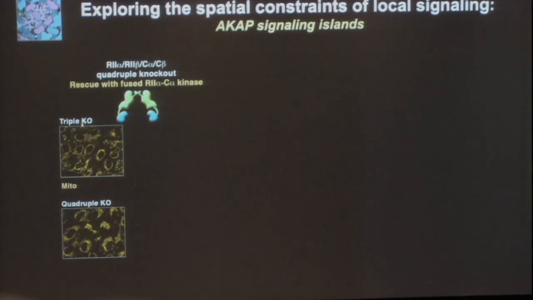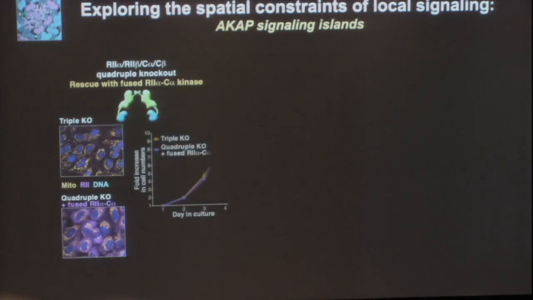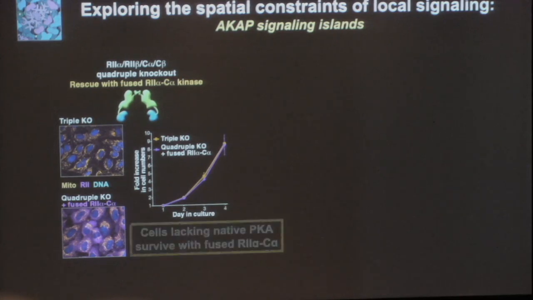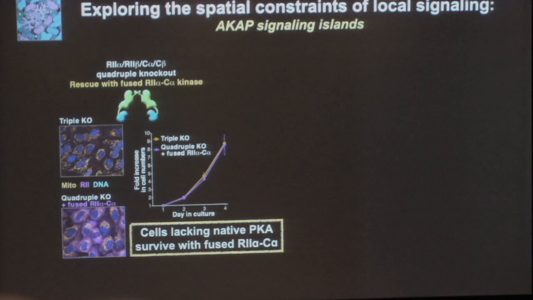And you can see that here we have the triple knockout cells, we have the rescue with the quadruple knockout cells. You can see the expression of these. And the cell growth was restored when you had a form of the kinase that could not dissociate. It still responds to hormones. It still responds to the physiological agonists.